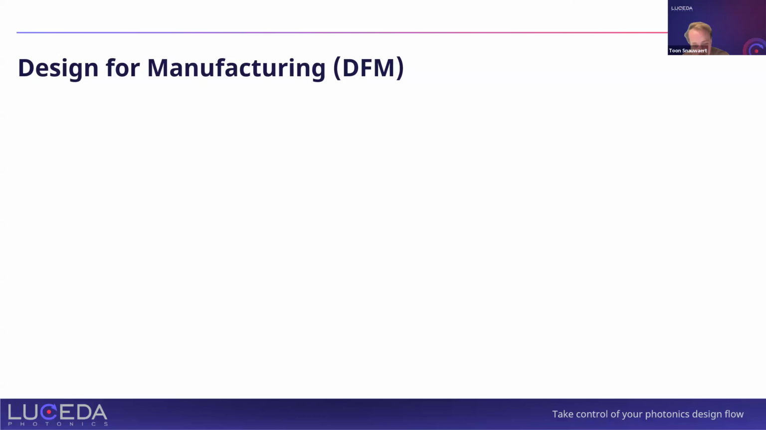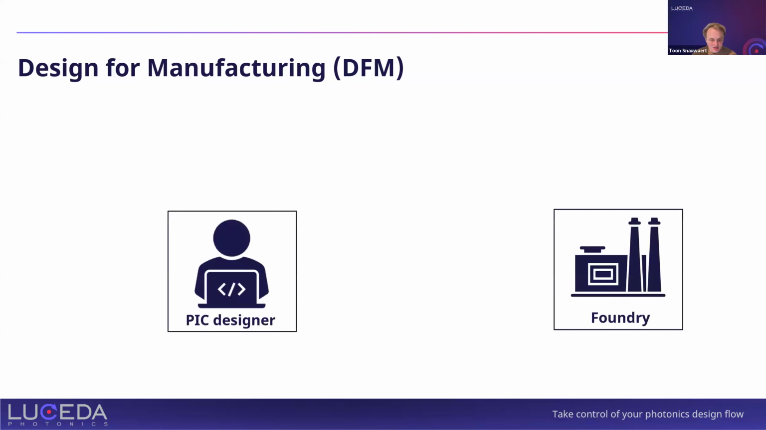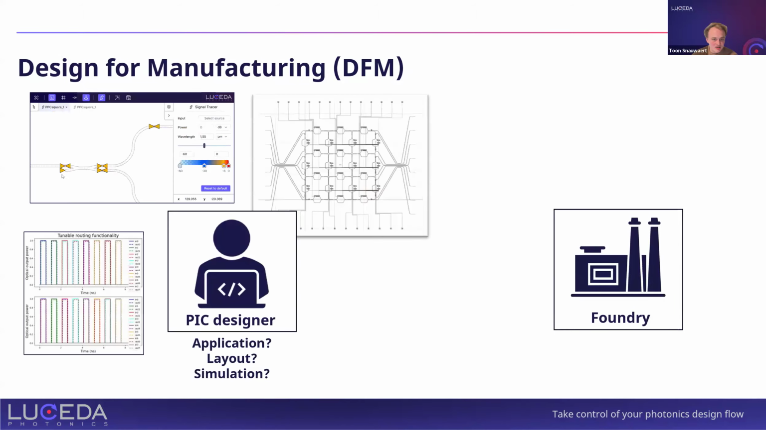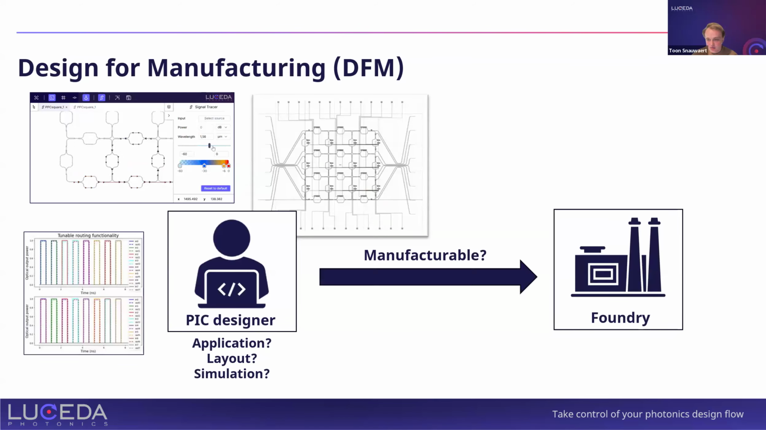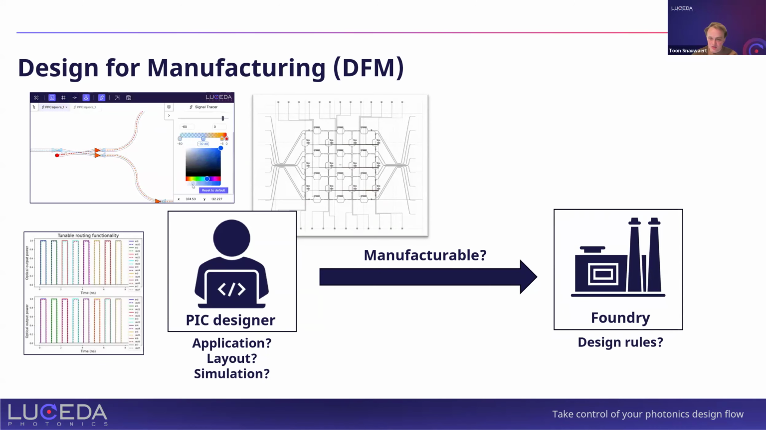So before going into actual DRC, I want to talk a bit about a design approach, which is called design for manufacturing. So let's think of the following scenario. We have a PIC designer that wants to tape out to a foundry. He gets a PDK and he starts working on this application, on this layout and simulation and so on. Once he finishes his design and he's happy with the results, he wants to tape out to the foundry and he sends over his design. The foundry receives the design and he's looking, is this design actually manufacturable?